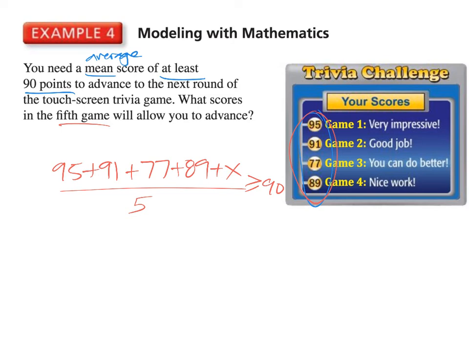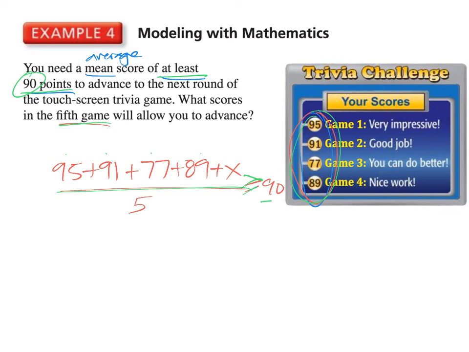Figuring out the setup here was the difficult part. Let me explain it one more time. I have all these scores from the first 4 games, and then I also have the fifth game, which I don't know, but if I'm finding the average or the mean of all those scores, I'm dividing by 5 because there are 1, 2, 3, 4, 5 numbers. And then it says at least. At least means it could be that number or it has to be greater. So greater than or equal to 90.